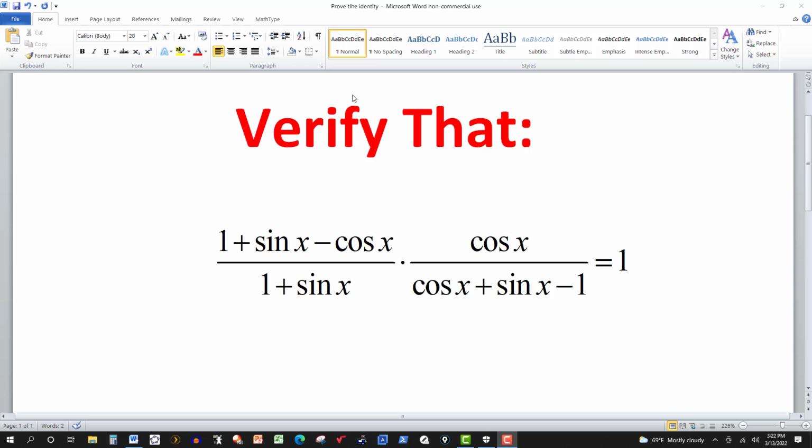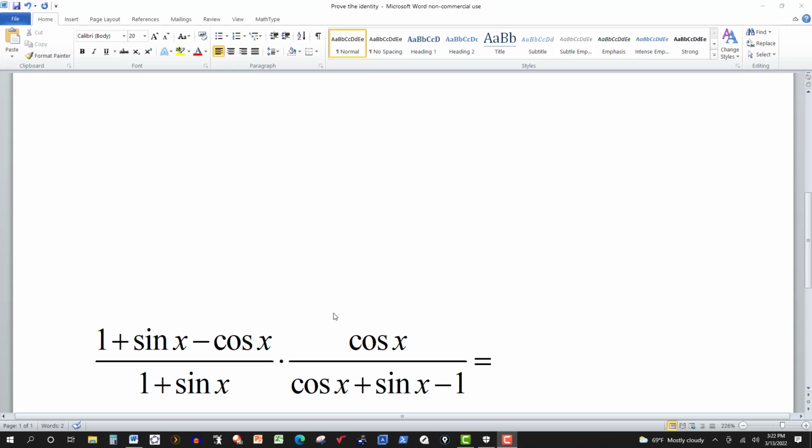In this video, we want to verify or confirm that the following statement is true, or in other words, that it's an identity. Pause the video, go ahead and try it. And of course, I would start with the left side and show that it's equal to 1. Okay, let's go ahead and start.